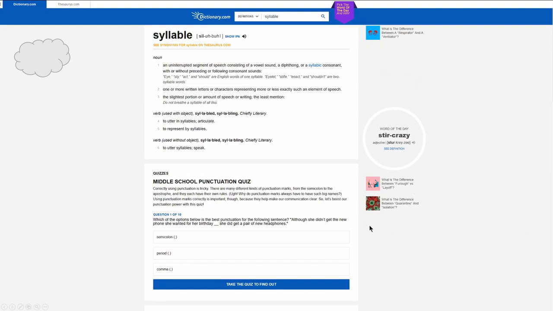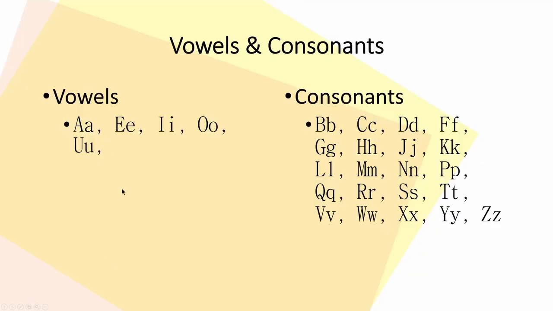All right, so then what is a syllable? Well, we can see that a syllable is a sound, and a syllable is a part of the word, or it could be the whole word. It can be a single letter, like you would see in the article a. But it could also be a combination of vowels and consonants, right? And here are the vowels and the consonants. Vowels are A, E, I, O, U, and consonants are the rest of the letters.